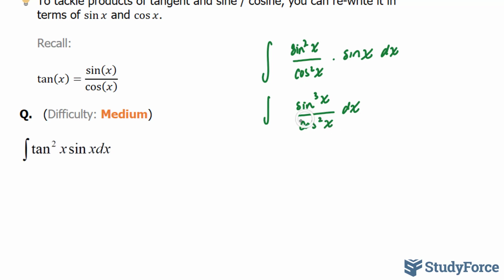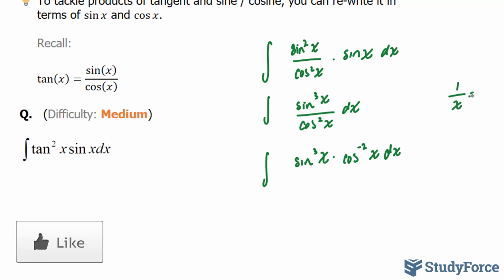My next step is to convert cosine squared x into cosine to the power of negative 2x. So we have the integral of sine to the power of 3x times cosine to the power of negative 2x dx. And the reason why I'm doing that is because, remember, if you have 1 over x, that's the same thing as saying x to the power of negative 1. And similarly, if this was squared, this would be negative 2.